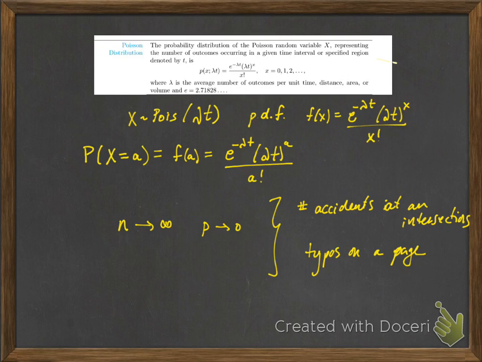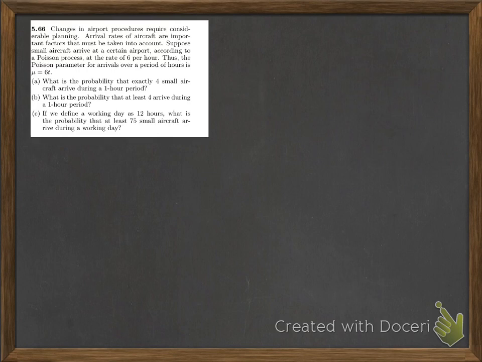One thing to note is our lambda there. The lambda is the average number of outcomes per unit, and it could be a unit of time, distance, area, or volume, but it's per one unit. All right, so let's look at an example in action. I'm going to skip all the way over to this one.